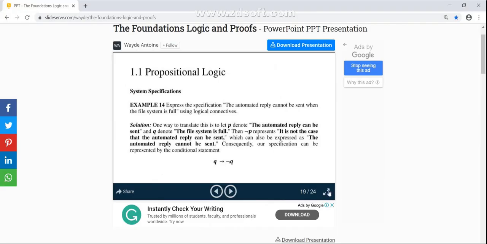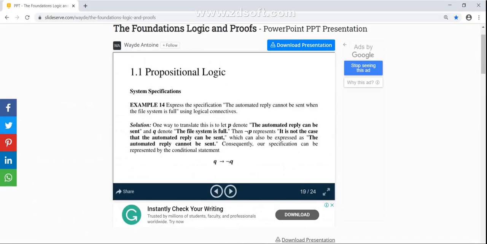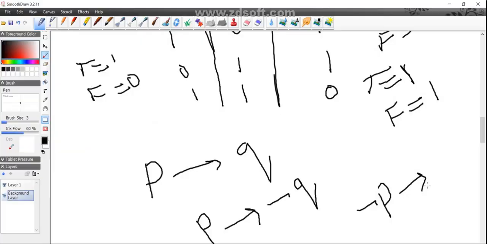So now coming to again, Q denotes the file system is full. If you make the sentence like this, the automatic reply can be sent with the opposite or negation of this sentence, and Q denotes the file system is full. So Q is the same one, and when Q is the same, you can write negation of P conditional Q. So it's your final answer.